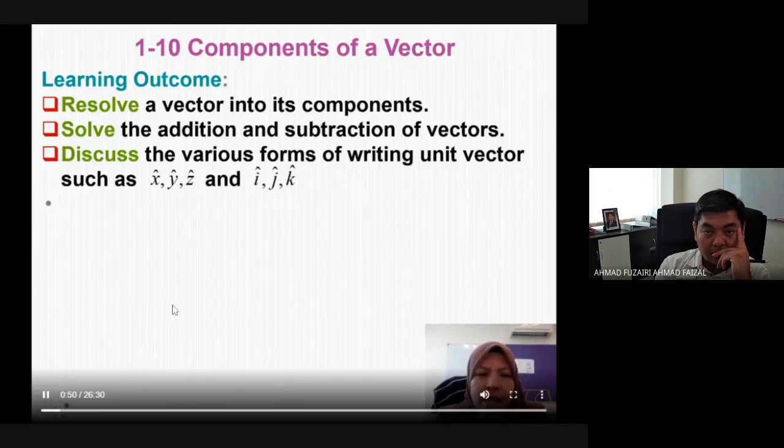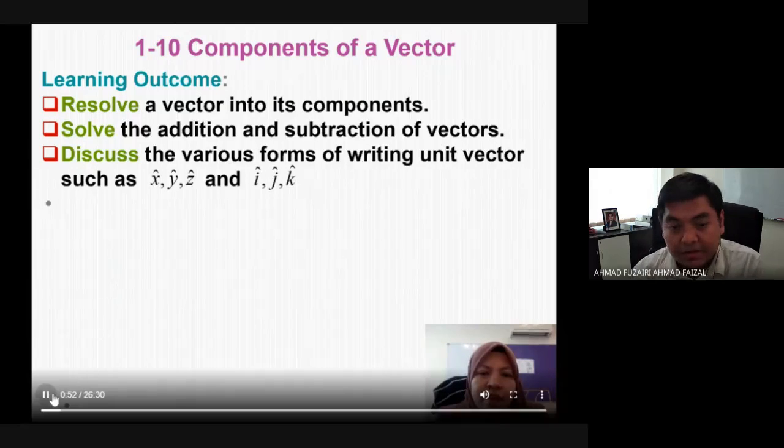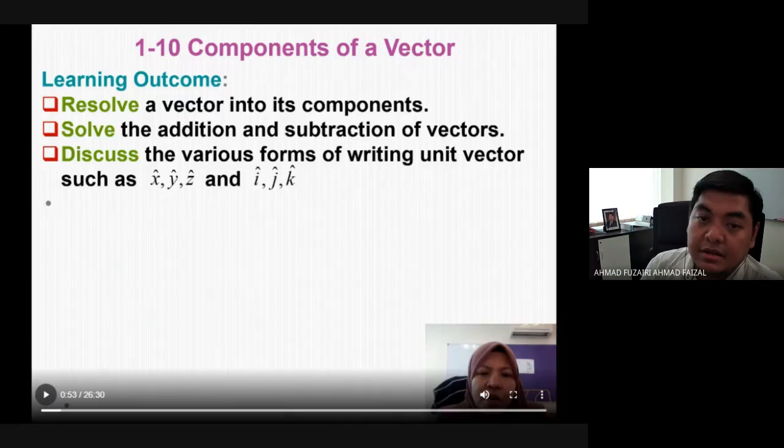Vectors. And the last one, we discuss the various vectors. This one is adding the vectors in terms of components. So we do it. Just watch the first one.